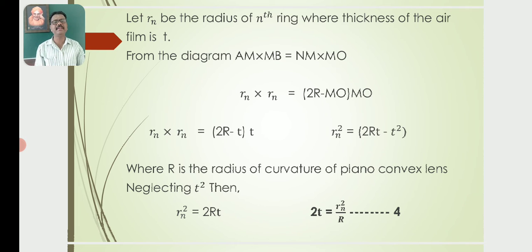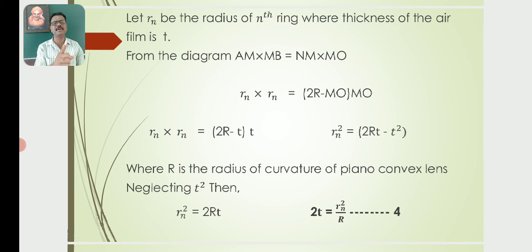Then Rn into Rn equals (2R minus t) into t. So Rn square equals 2Rt minus t square, where R is the radius of curvature of the plano-convex lens. Neglecting t square because t is very, very small, we get Rn square equals 2Rt, then 2t equals Rn square by R. Let this be equation number 4.